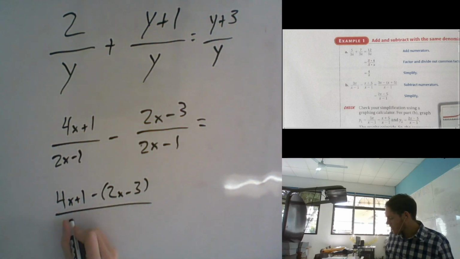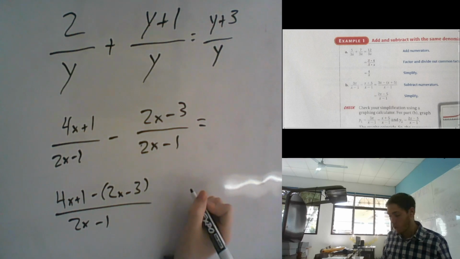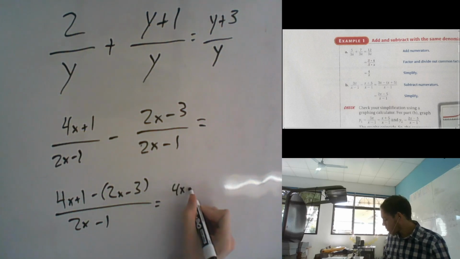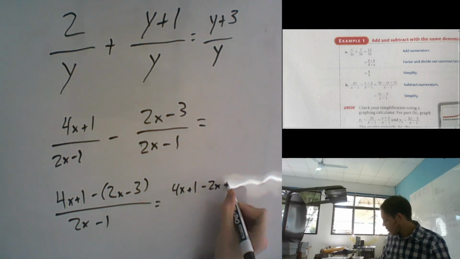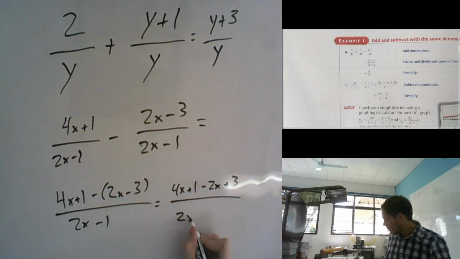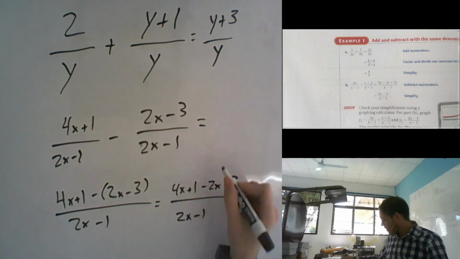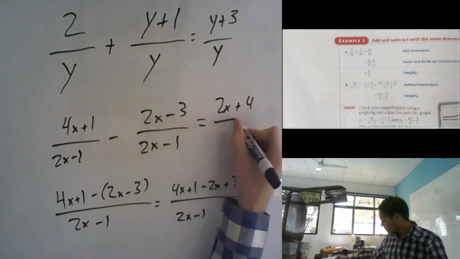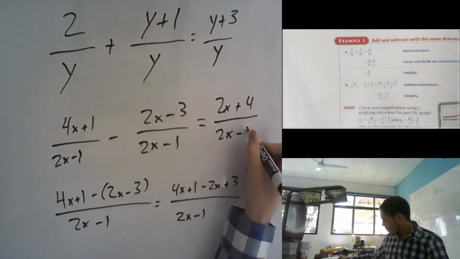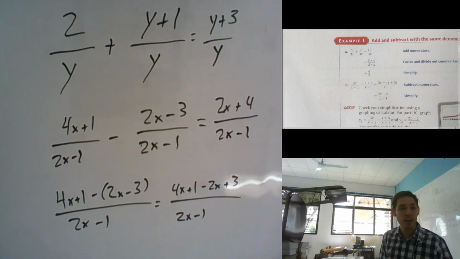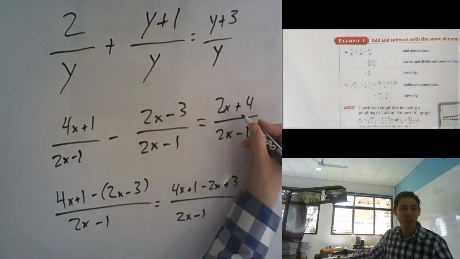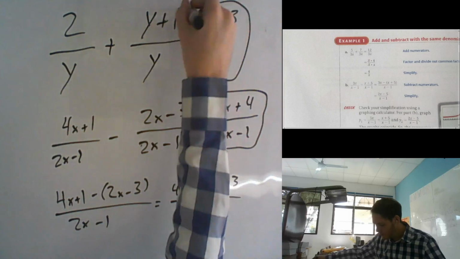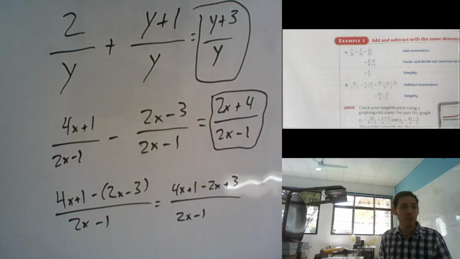Okay, the bottom one, you can rewrite it as 4x plus 1 minus, in parentheses, 2x minus 3, because the minus actually is a distribution of a negative 1. So distribute this negative, you get 4x plus 1 minus 2x plus 3. And then if you do the math here, you get 2x plus 4 over 2x minus 1. You're going to leave it that way because you could technically factor out a 2, but there's no need. You just box this answer, and that would be your work, okay?